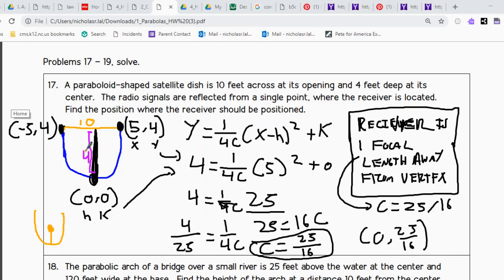Well, the real answer is to find the position where the receiver should be positioned, and the real answer is 25/16 feet away from the vertex, because we're not really told the orientation of the parabola with the coordinates. All right, and then 18 was the next one.